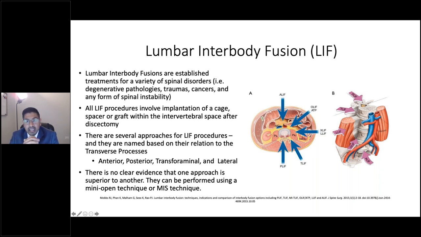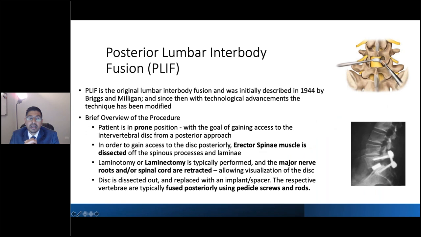There's no clear evidence that one form of fusion is superior to another form of fusion, only that there's clear indications and contraindications to each of these procedures. Next slide, please. The posterior lumbar interbody fusion was the original form of fusion originally discovered in the 1940s. Since then, technology has advanced and the procedure has been modified and now improved significantly. The procedure is done, as the name implies, from a posterior approach, posterior to the transverse process.